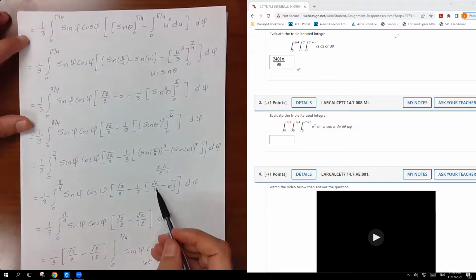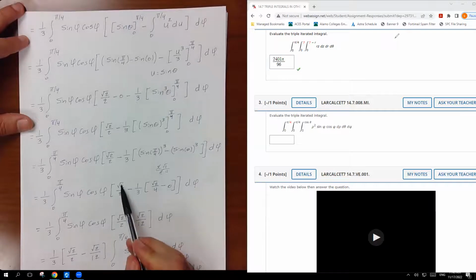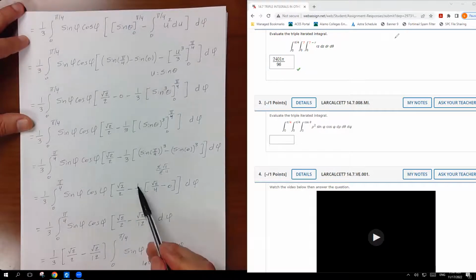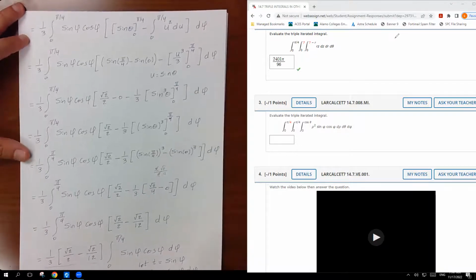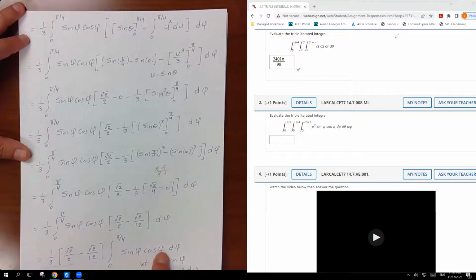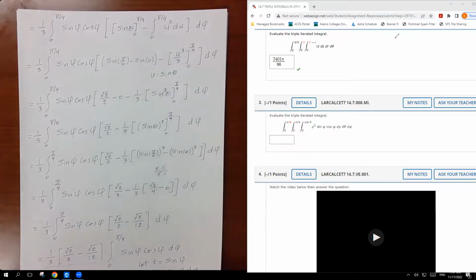Then we're going to keep going. Now simplify everything here. This one is square root of 2 divided by 2 minus square root of 2 divided by 12. Everything here is a constant, so take it out. And now we have the integral of sine gamma cosine gamma d gamma. By substitution, we're going to let t equal sine gamma, and dt is going to be cosine gamma d gamma. Now plug in everything here, so this part is going to be the integral of t dt. This is what's going to happen in the next step.